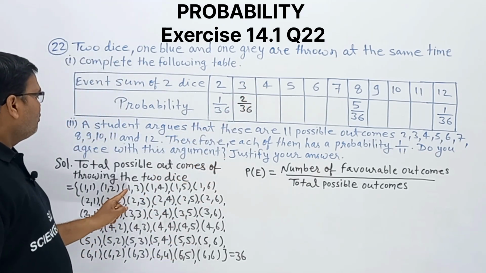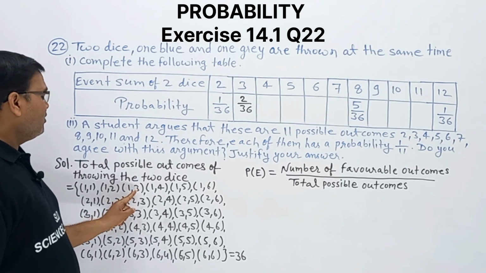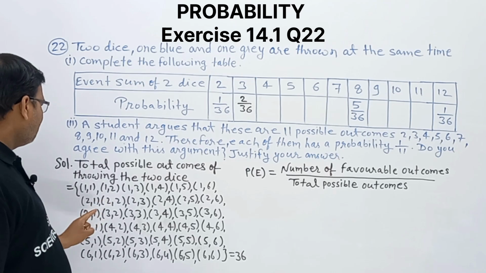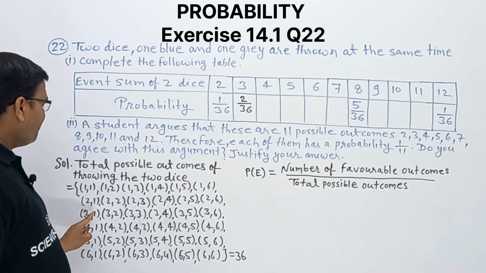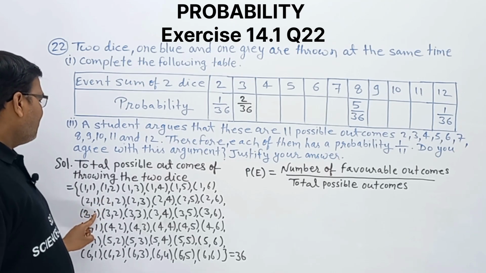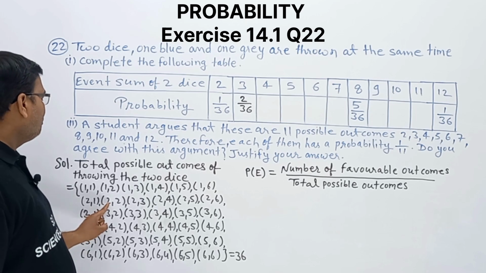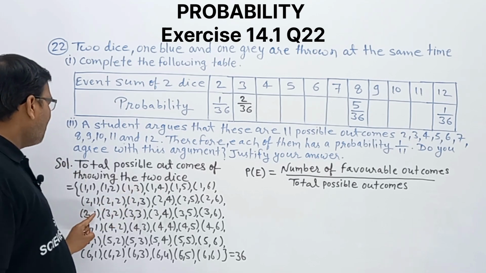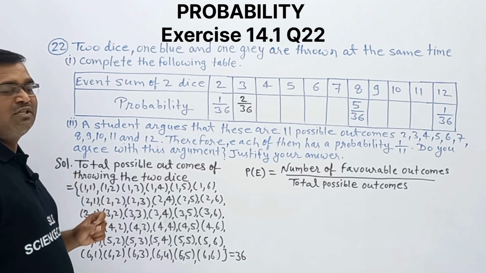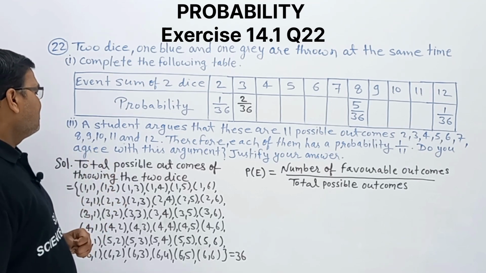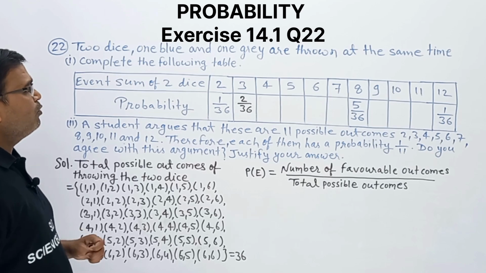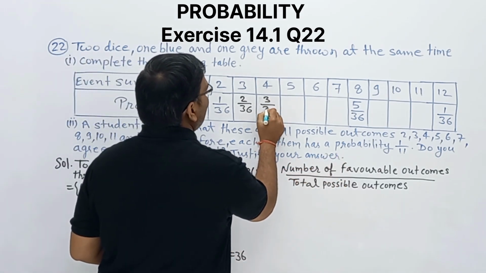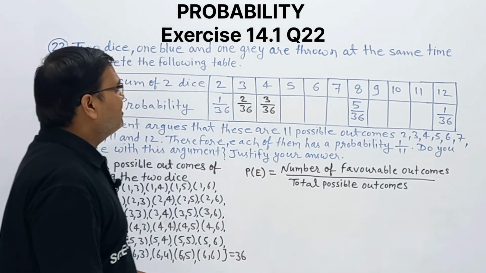Now next one, sum of 2 dice 4. What will the outcomes be? 1, 3 is one outcome. Another one is 3, 1. 3 plus 1 is 4. We want sum 4, so also 2, 2. So 1, 3, 3, 1 and 2, 2. These three outcomes have sum 4. So the number of favorable outcomes is 3 divided by 36. Clear?